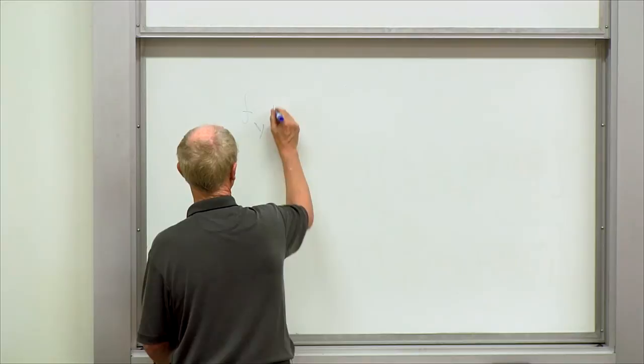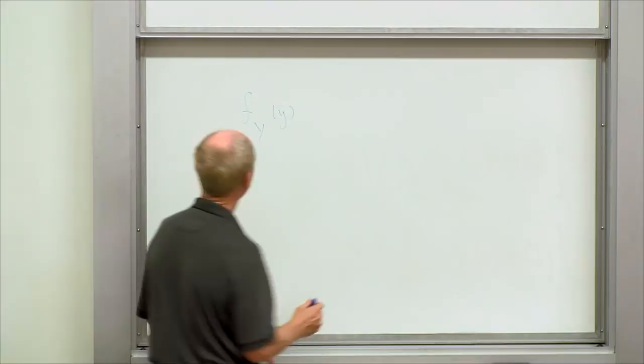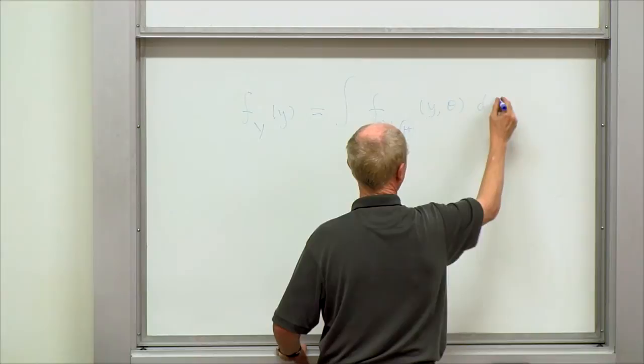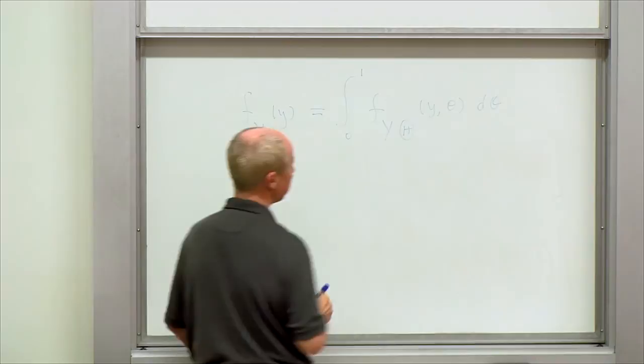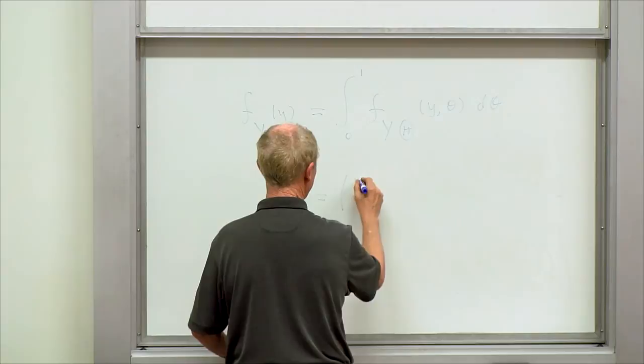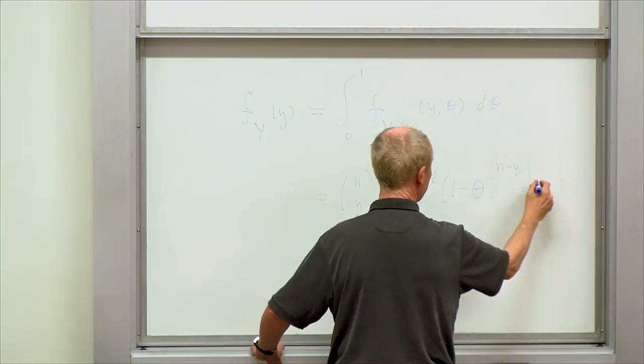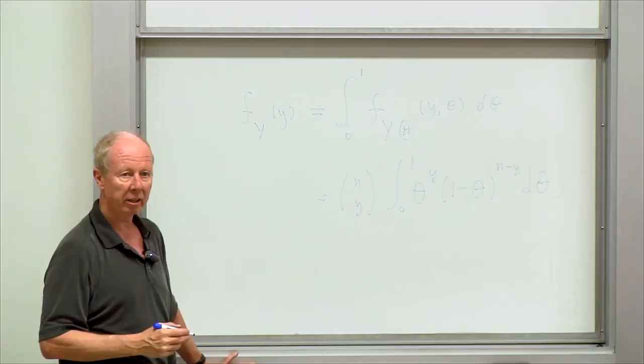So what's the distribution of y? What's the marginal for y? Right. You integrate the joint with respect to theta. So that would be from 0 to 1. Okay. So this would be n choose y, integral 0 to 1, theta to the y, 1 minus theta to the n minus y, d theta. And you may or may not recall the beta density.